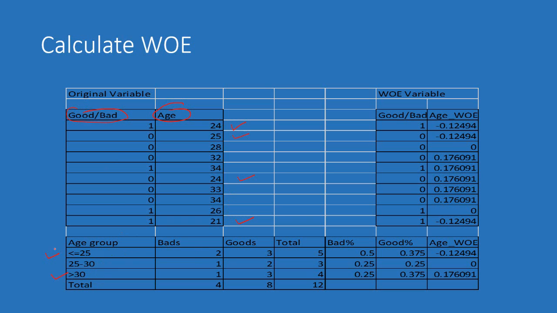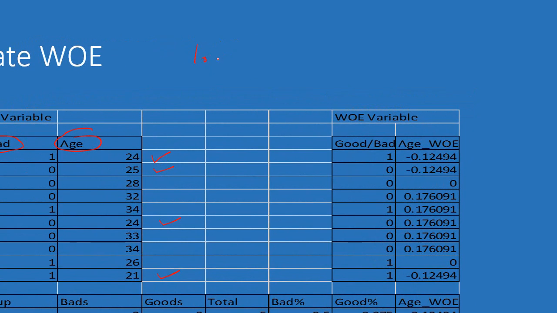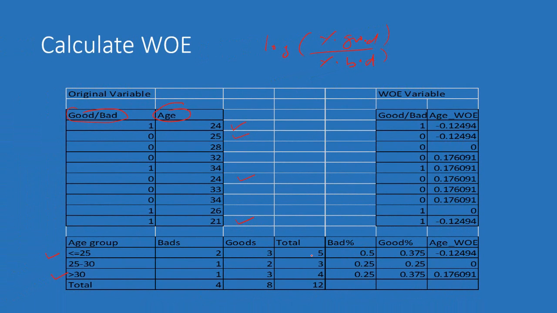Now we will also calculate the number of bads and the number of goods. Remember the formula: the logarithm of the percentage of good by the percentage of bad. To calculate the percentage, we need to calculate the number of goods and bads in each category. So for below 25, the first age group, we have 2 bads and 3 goods, and the total is 5. Within 25 to 30 we have 1 bad and 2 goods.